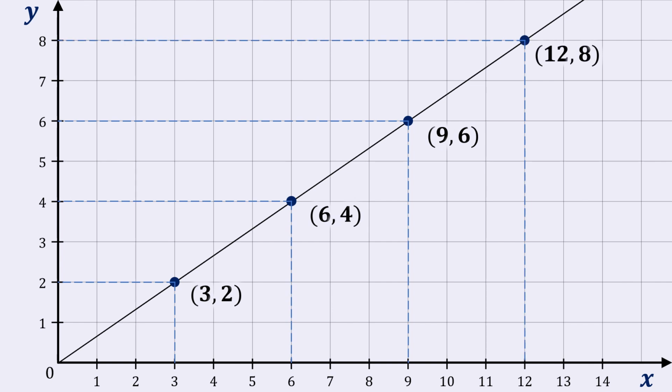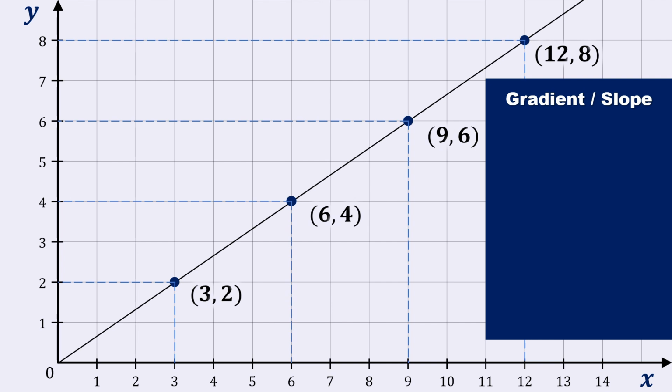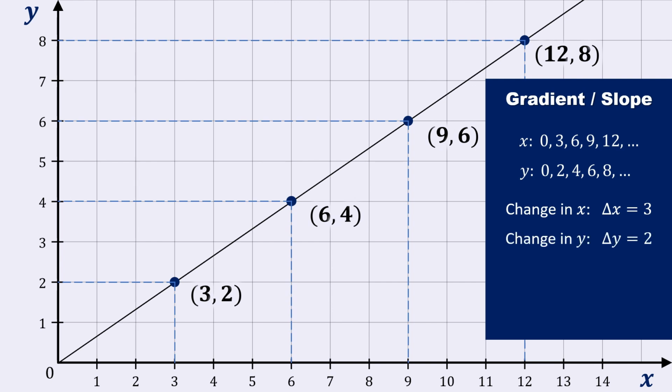Now we can easily find the gradient or slope of this graph. This is the change in y per unit change in x. As x changes from 0 to 3 to 6, 9, 12 and so on, y changes from 0 to 2 to 4, 6, 8 and so on. This means that when the change in x is 3, then the change in y is 2. Therefore, the gradient is equal to the change in y over the change in x, which is 2 over 3.